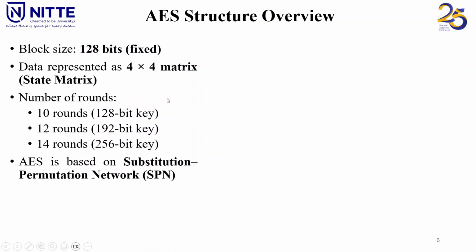When it comes to the number of rounds, if we choose a 128-bit key, then it involves 10 rounds of operation. If I choose a 192-bit key, then I go with 12 rounds of operation, and when it comes to a 256-bit key, it performs 14 rounds of operation. AES is mainly based on the substitution permutation network.